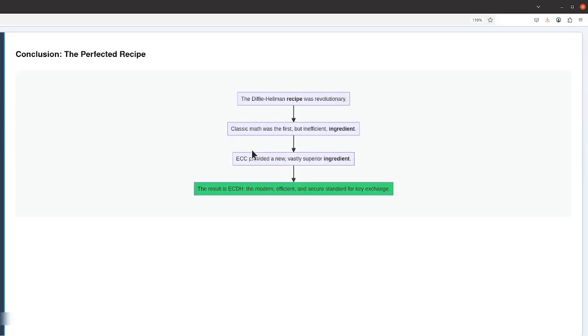Conclusion. The perfected recipe. So, to return to our analogy, ECC did not throw out the revolutionary Diffie-Hellman recipe for key exchange. Instead, it provided a far superior ingredient that is stronger, lighter, and more efficient. By swapping out the old, heavy math of modular exponentiation for the new, powerful math of elliptic curves, we created elliptic curve Diffie-Hellman, ECDH. This perfected recipe is now the undisputed standard for key exchange in virtually all modern security protocols, from TLS 1.3 to your favorite messaging app.